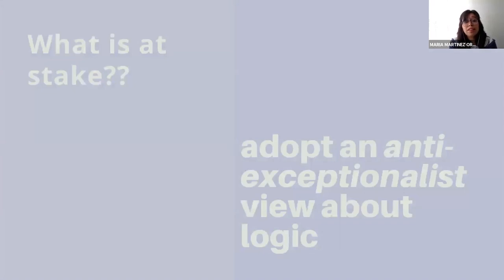And so the first question that we might have is, all this considered, what is at stake when we are trying to see if science is inconsistent, or if we have scientific theories that might be inconsistency tolerant, or if scientists sometimes follow inconsistency tolerant inference patterns or things like that? So what is at stake? In order to respond to this question from a philosopher of logic perspective, I would advise you to adopt an anti-exceptionalist view about logic.